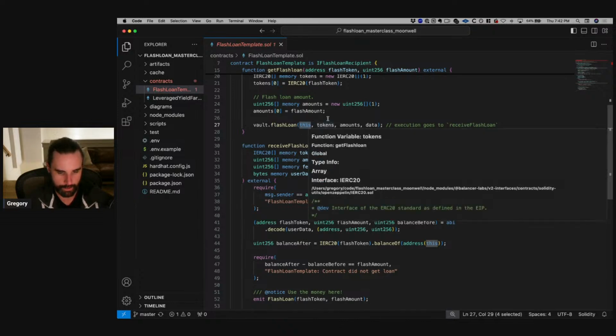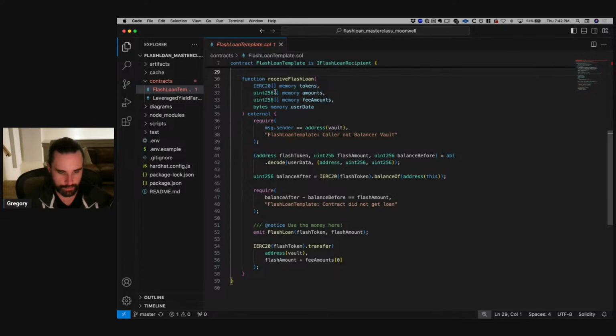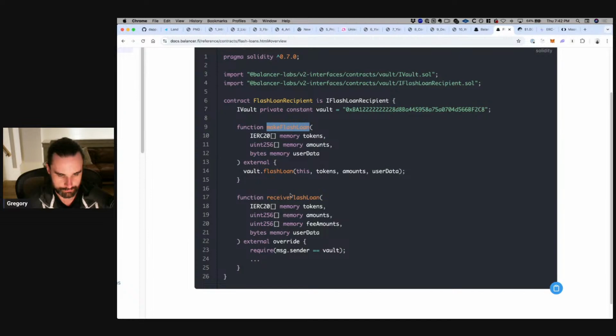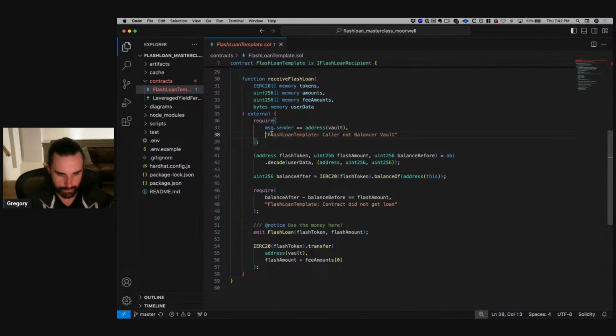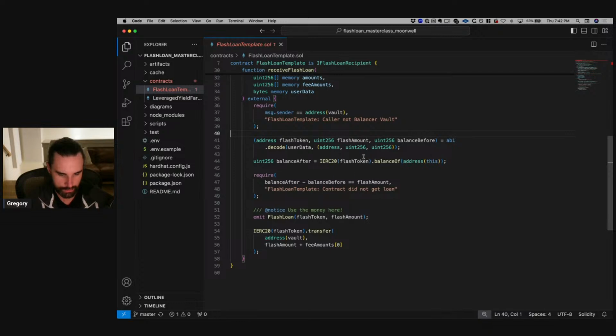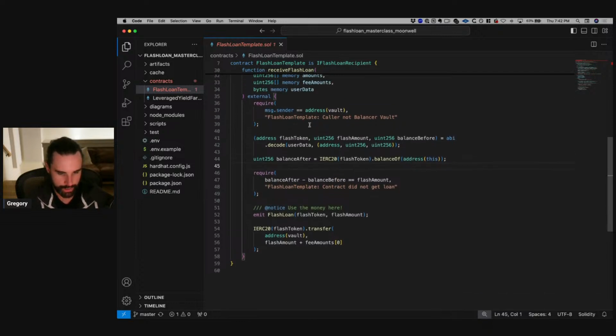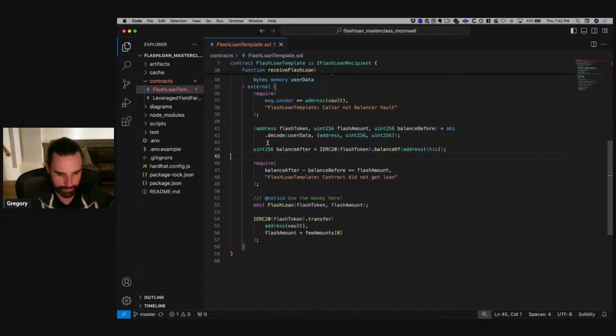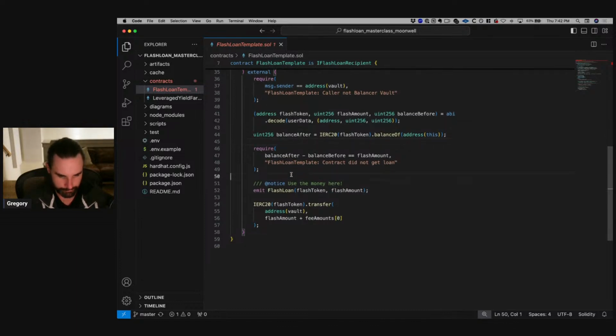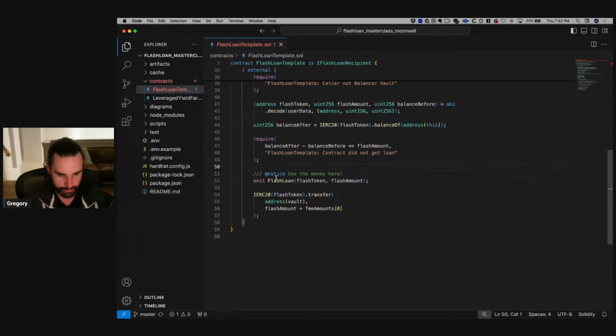And then finally for receive flash loan, it's basically the same thing. We add a special guard in here to make sure that it's only the vault calling that, which we have here, but we just add in a special string to show the error message. We check the balance before and after. Just some little extra stuff inside of here. And we require that the balance looks right.